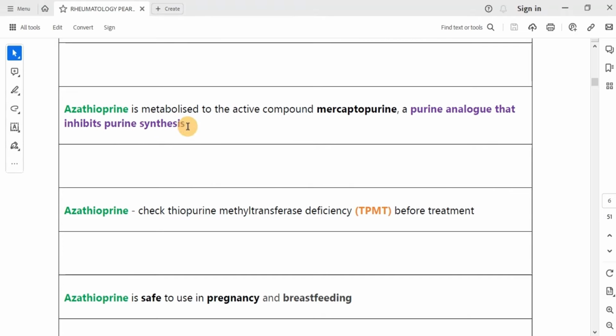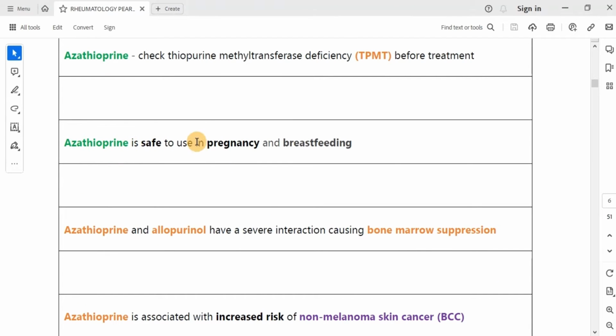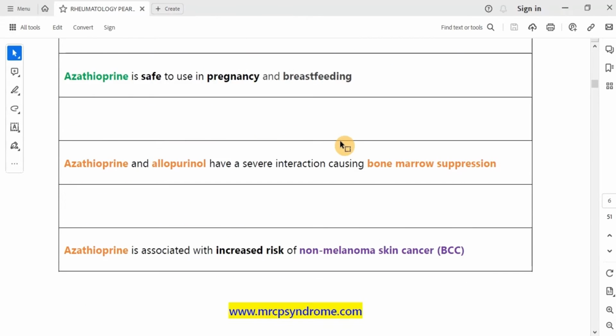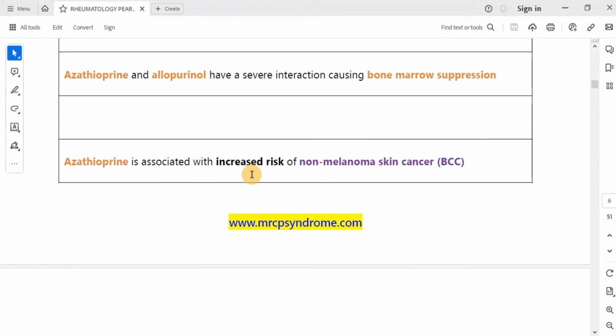So azathioprine is metabolized to the active component mercaptopurine, a purine analog that inhibits purine synthesis. Check TPMT level before initiating treatment with azathioprine. Azathioprine is safe to use in pregnancy and breastfeeding. Concomitant administration of azathioprine and allopurinol will lead to bone marrow suppression, leading to pancytopenia, and it also increases the risk of basal cell carcinoma.